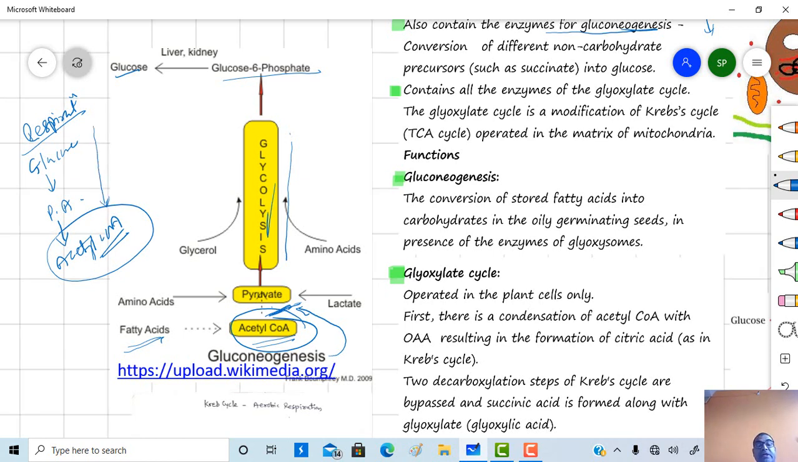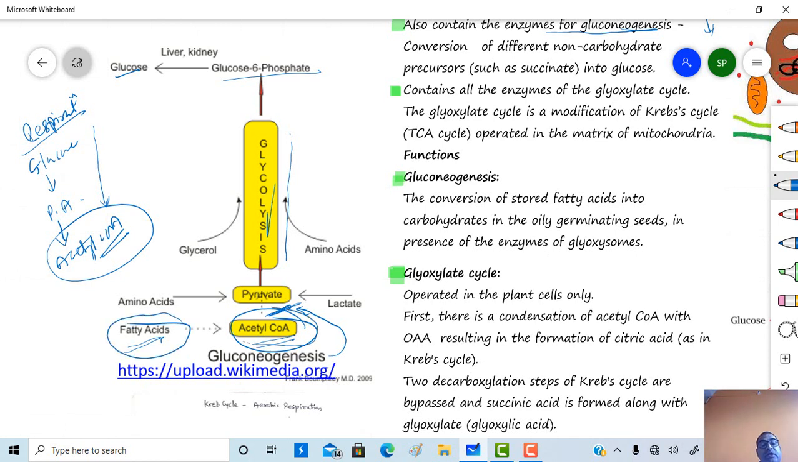So during the process of respiration, when the breakdown of fatty acids occurs, it also produces acetyl coenzyme A. This acetyl coenzyme A again forms pyruvic acid. This pyruvic acid may form lactic acid during the anaerobic process, or when the breakdown of amino acids occurs, it again produces pyruvic acid, and again this pyruvic acid produces the glucose molecule. Okay, so this one is the metabolic pool.